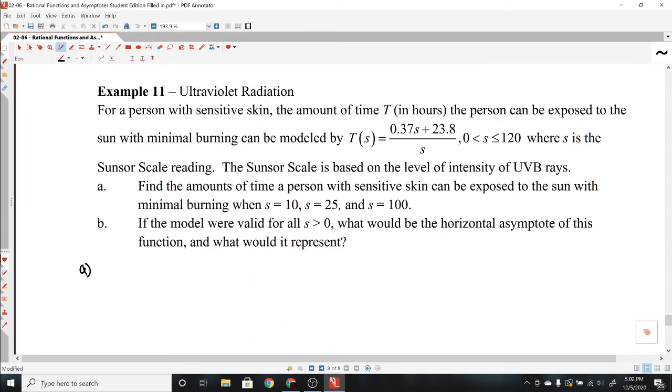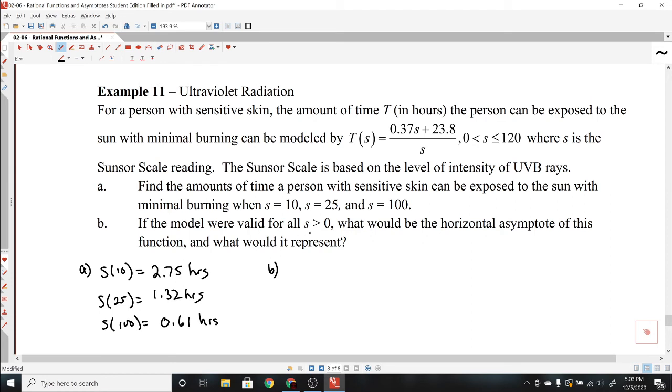So for part A, all we're going to do is evaluate S of 10. We just plug 10 in. We get 2.75 hours. We do S of 25, plug 25 in, and we get 1.32 hours. And then we do S of 100, and we get 0.61 hours. So with this, if the S value based on the scale was 100, then someone could spend just over a half an hour outside before they're going to get some serious burn as a result of it.